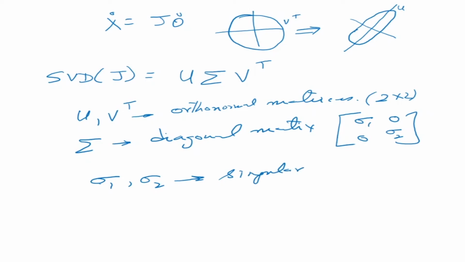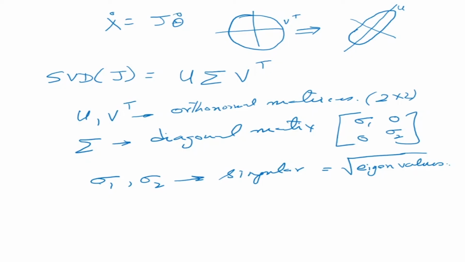Singular values are equal to the square root of the eigenvalues of the matrix. Okay, so I use the term singular value. You may not be familiar with that, but you're familiar with eigenvalues. Okay, so now this basically is telling us that this J, what it is doing, it is rotating and scaling the joint velocities and making it into your end effector velocities.